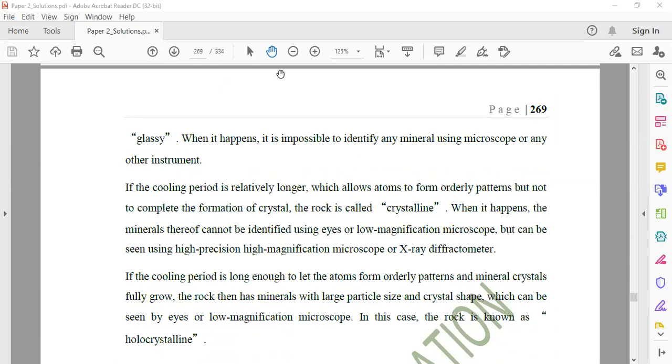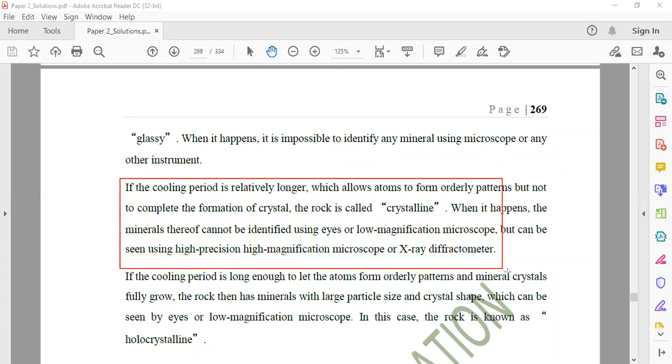So if the cooling period is relatively larger, तो ग्लासी तो जब बहुत जल्दी क्विक होगा और स्मॉल पार्टिकल साइज होंगे. So if the cooling period is relatively longer, which allows atoms to form an orderly pattern but not completely, the formation of crystal is called crystalline. The mineral therefore cannot be identified using eyes or a low magnification microscope, but can be seen using a high magnification microscope or X-ray diffraction. So such kind of rock is basically called crystalline. तो हमने crystalline भी देख लिया क्या होता है, थोड़ा सा ज्यादा टाइम मिल गया.